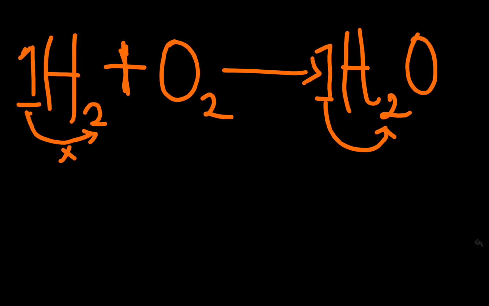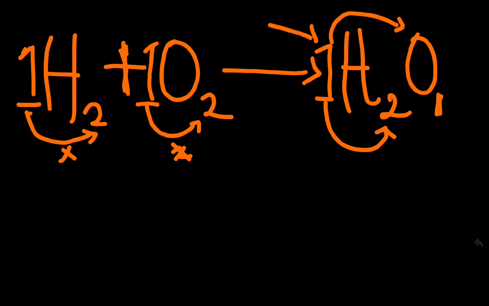Moving further, we need to check for our oxygen. There's an invisible 1 here. 1 times 2 is 2, and here there's an invisible 1 down here. 1 times 1 is actually 1. So the oxygen on the product side is not balanced. So I'm going to change this place and make it 2.